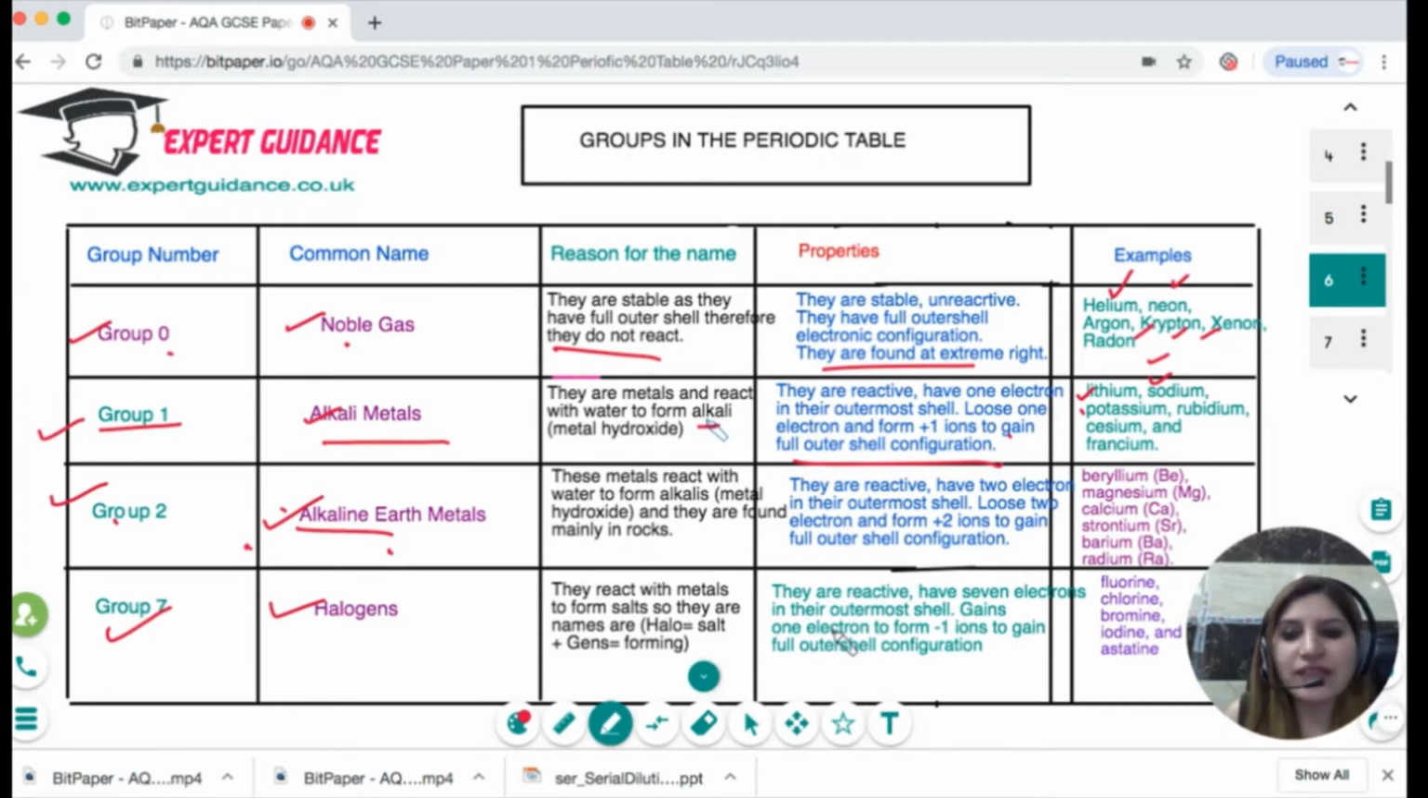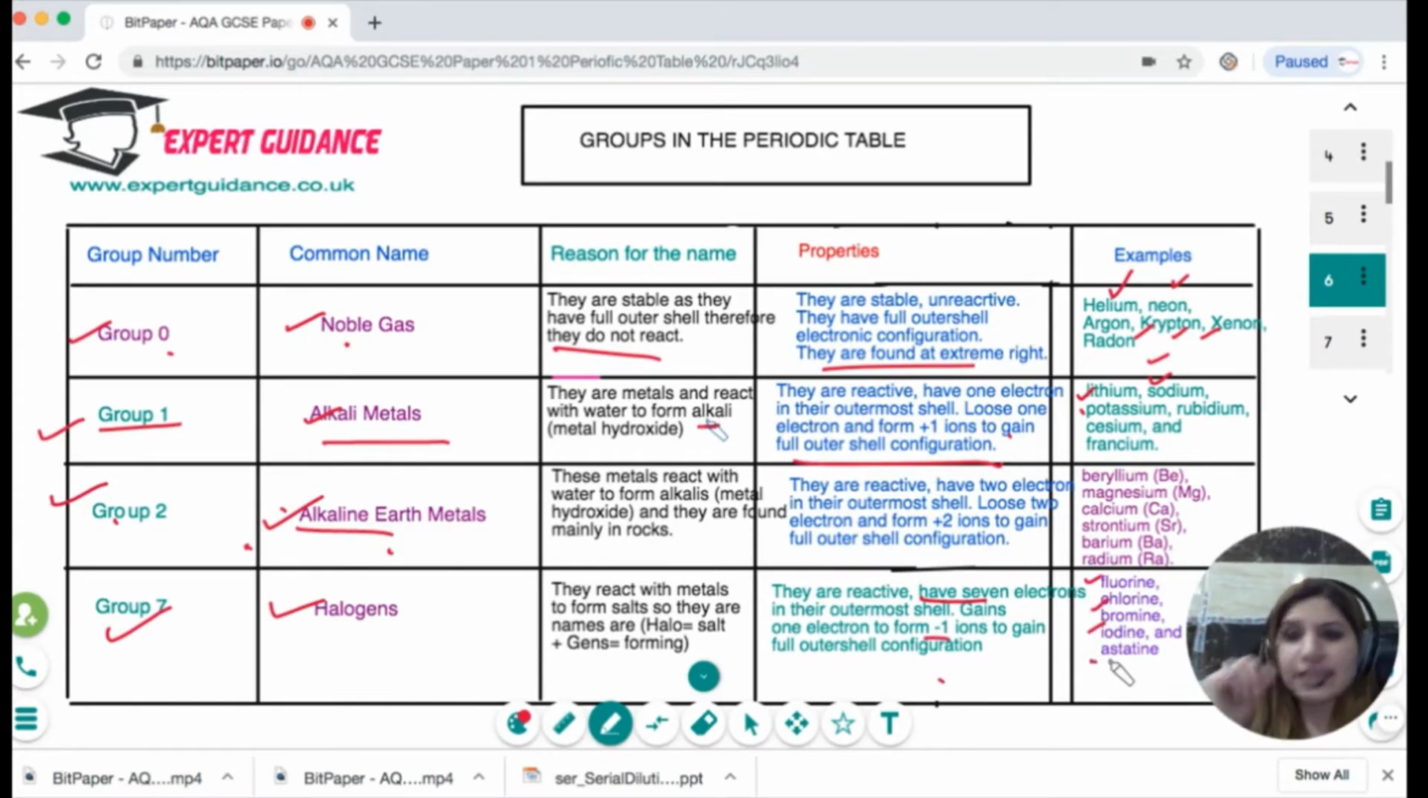Group 7 is the halogens. Why do we call them halogens? Halo means salt, gen means forming. So they are salt forming. They combine with metals and form salt. They have 7 electrons in their outermost shell, and as they have 7 electrons, they just need to gain 1 more to have a full noble gas outer configuration. So they form negative ions. Examples: fluorine, chlorine, bromine, and iodine.